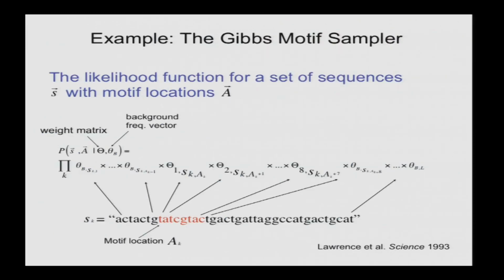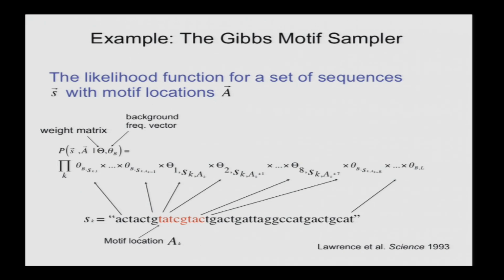So the Gibbs motif sampler is basically a model where you have a likelihood for generating a set of sequences S. Imagine you have 40 sequences that are bacterial promoters, each 40 bases long, let's say. That's your S.